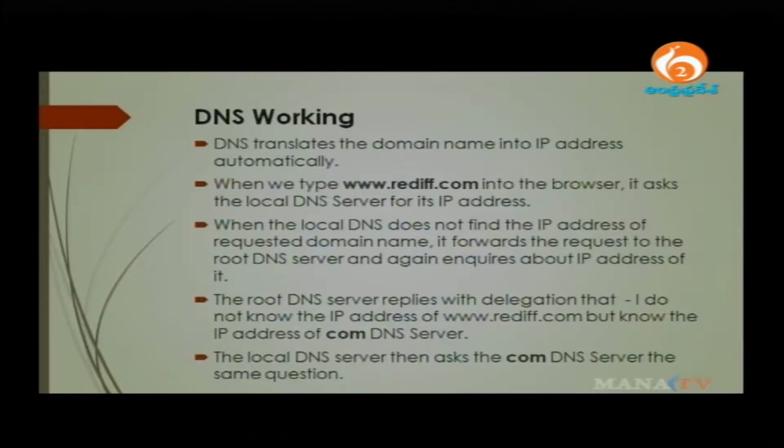Okay, the DNS server translates the domain name into an IP address automatically. That is the main functionality of the DNS server: managing the domain names and the association between domain names and IP addresses, and translating the domain name into an IP address. So, for example, here we wanted to go to a website called www.rediff.com. This is what we have entered in the web browser. Then it asks the local DNS server for its IP address.